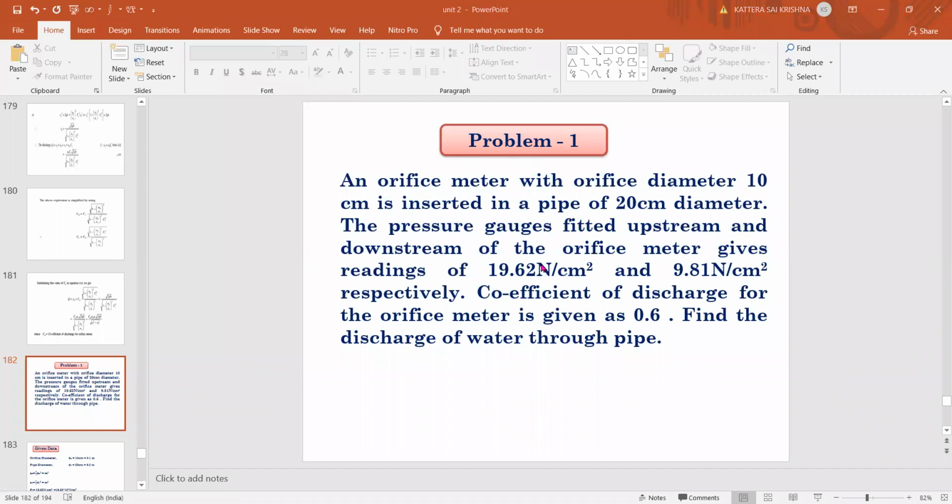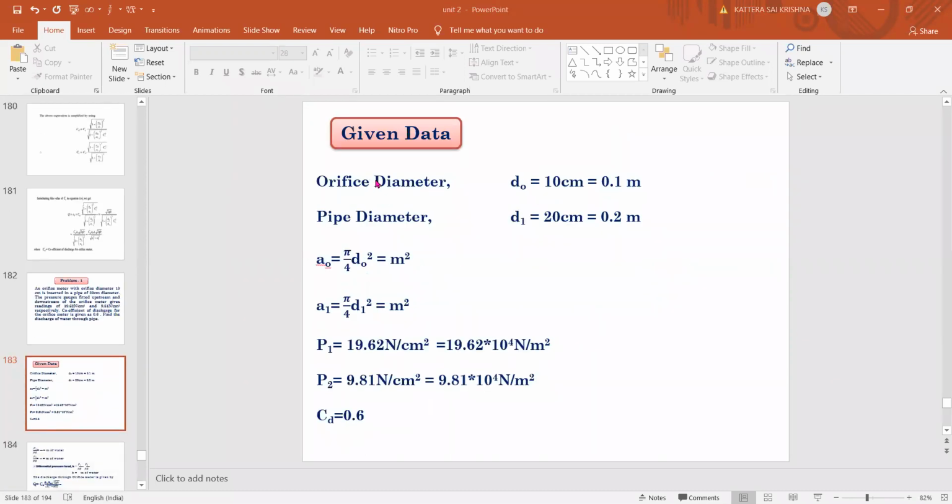Okay. So first write down the given data. First, he has given the diameter of the orifice, D naught, which is 10 centimeter. Take it in meters: 10 by 100, that is 0.1 meter. Diameter of orifice D naught is 0.1 meter. Next, diameter of the pipe is D1, which is 20 centimeter. So 20 by 100 is 0.2 meter.